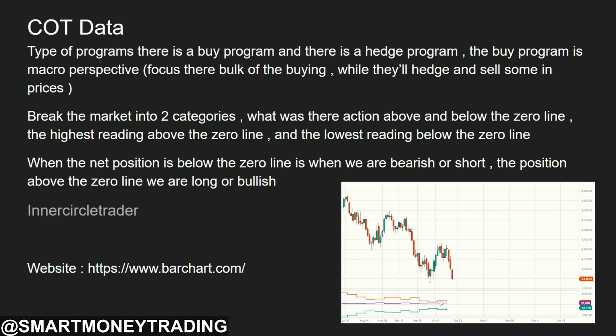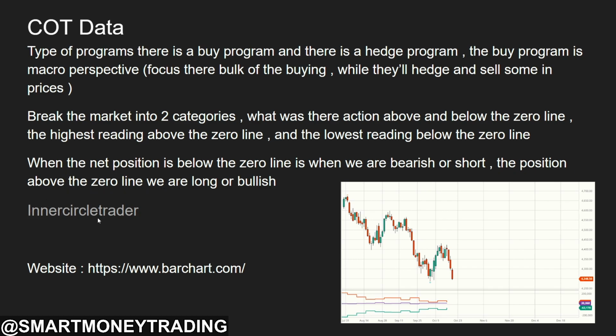Of course, you can read it through commercial net long and net short, and you can see what type of orders have the majority of their orders in, whether on the longs or in the shorts or the sells, and then you can determine whether we're in a buy or sell program or a buy and hedge. The highest reading above the zero line is what we are bullish, and the lowest reading below the zero line is for bearish. So when the net position is below the zero line, we are bearish or short. The position above the zero line, we are long or bullish.